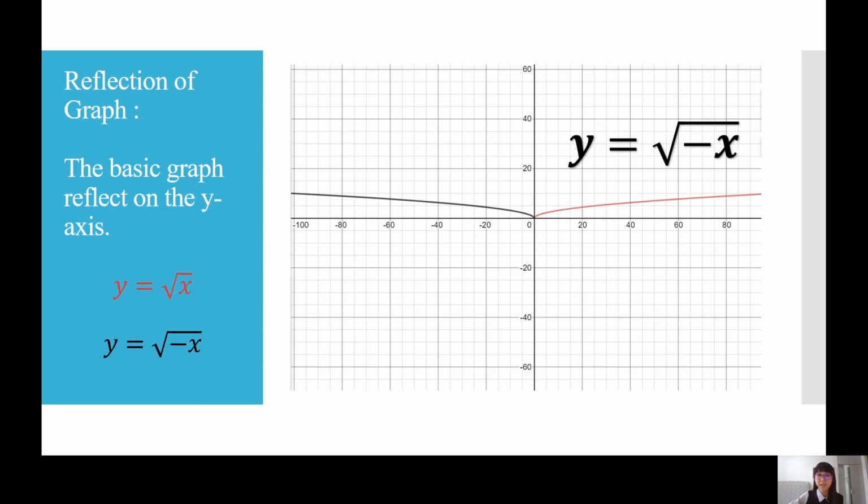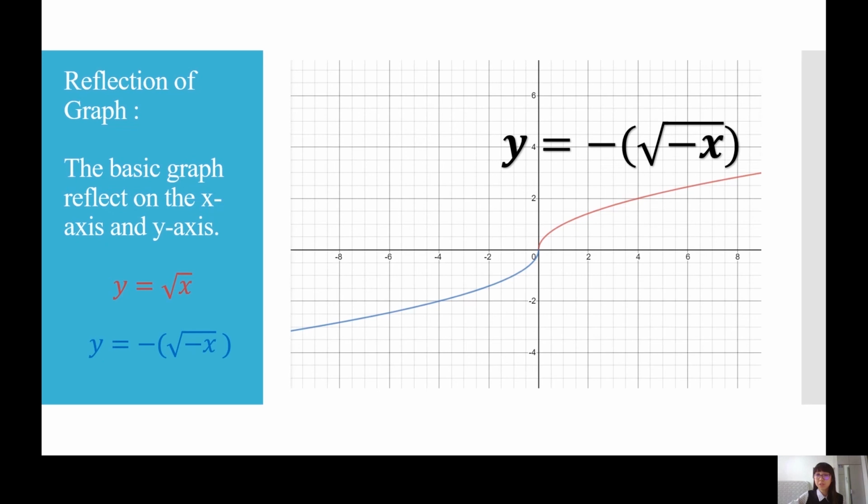And the second graph is the basic graph reflected on the y-axis. As usual, the red line graph is the basic graph and the black line graph is the graph after reflecting the basic graph on the y-axis. The third graph is, as usual, the red line graph is the basic graph and the blue line graph is the graph after reflecting the basic graph on the x-axis and y-axis.